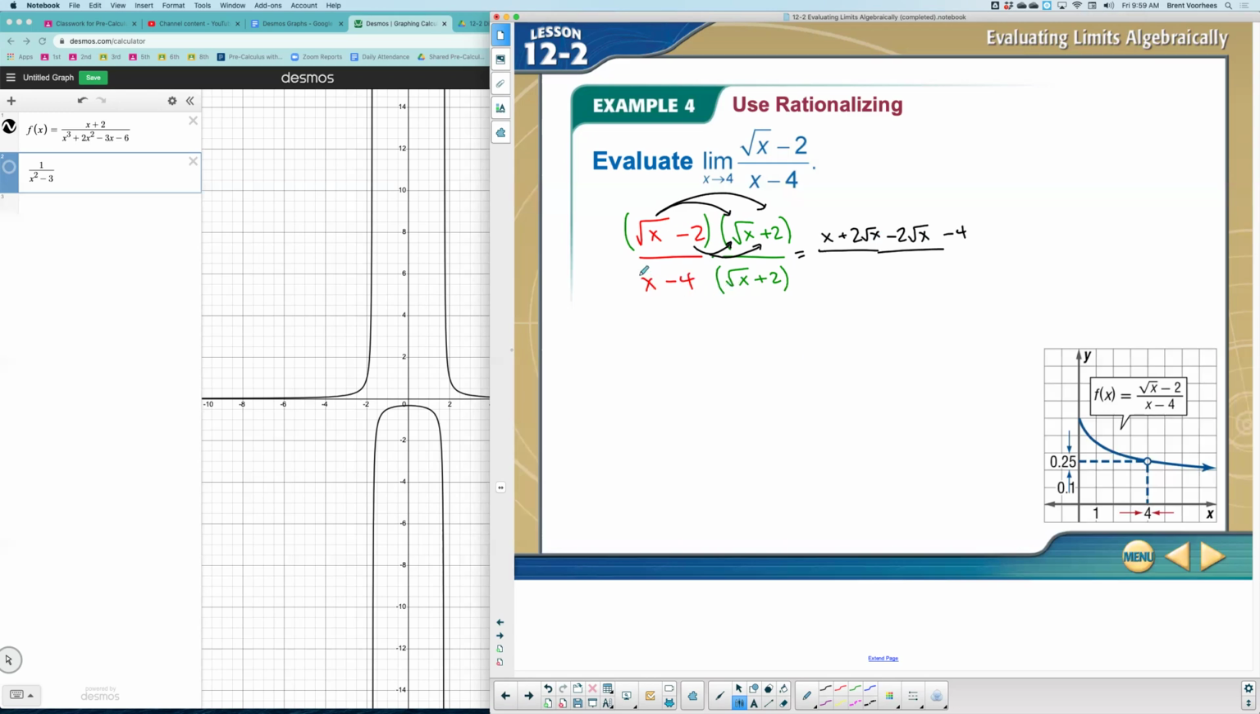In the denominator, I'm actually not going to multiply this value at all. I should have had parentheses around that, forgive me. So I'm going to leave this as x minus 4 times the square root of x plus 2. And so what can I see that happens? Well, I have an x plus 2 square roots of x and minus 2 square roots of x.